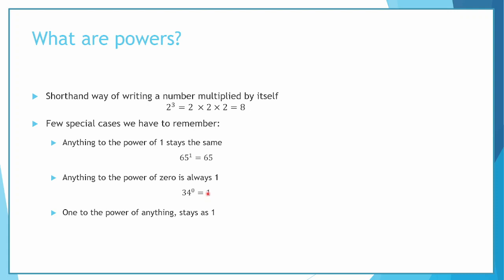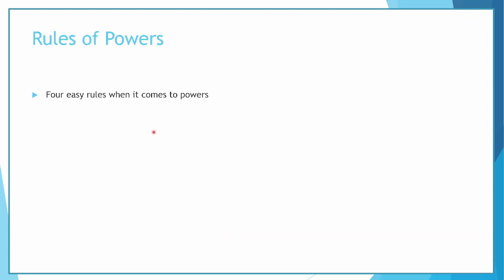1 to the power of anything stays as 1. So in this case, 1 to the power of 527 will still give us 1, because all we're doing here is 1 times 1 times 1 times 1, 527 times, which of course is just going to bring us back to 1. So there's 4 easy rules when it comes to powers.